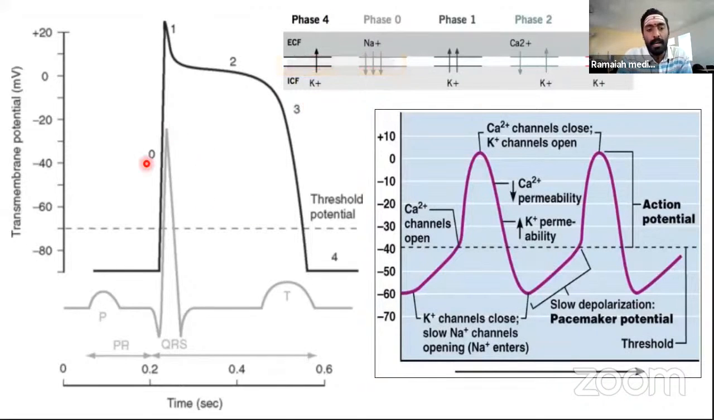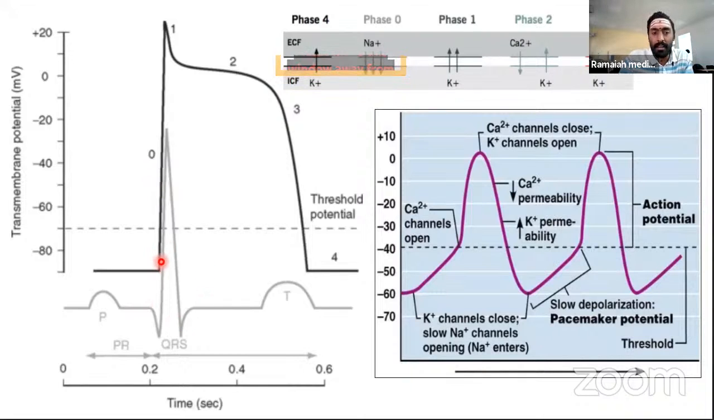So phase 0 is where we have the QRS complex generated. This QRS is phase 0, and phase 2 corresponds predominantly to the ST segment here. Phase 3 is predominantly correlating with the T wave, and phase 4 again is the TP segment. So what is the importance we draw from this? Very important is this phase 0. This phase 0 is correlating with the QRS.